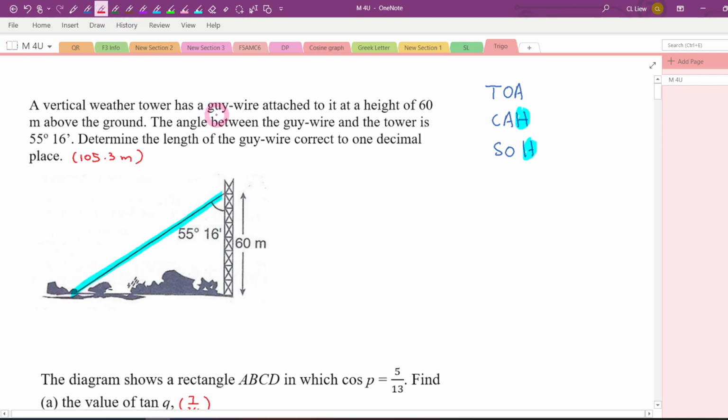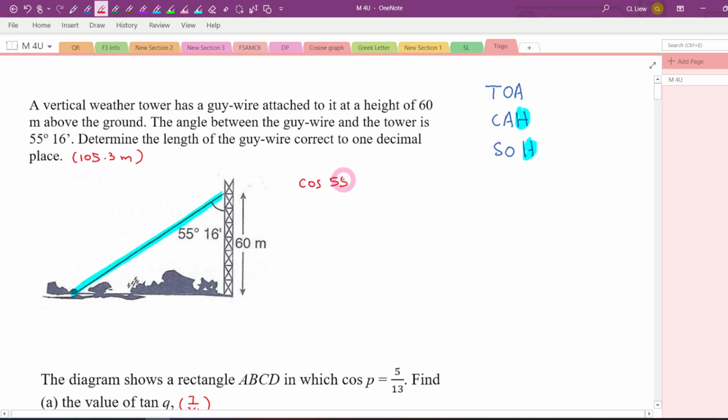Now, how do we find the length of this wire? We cannot use Pythagoras theorem, right? Because we only have the length of one side. If we have the length of this side and this side, we can use Pythagoras theorem to help us get the length of this side, right? But now we don't have the length of this side, therefore we cannot use Pythagoras theorem. We can use cosine.